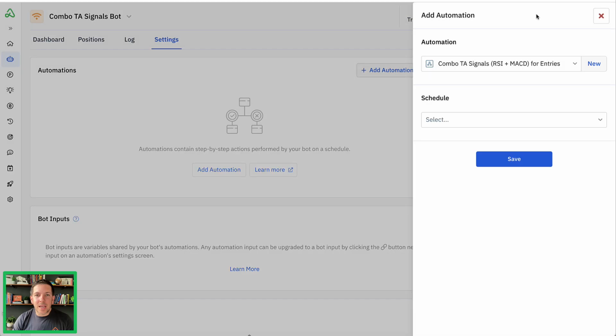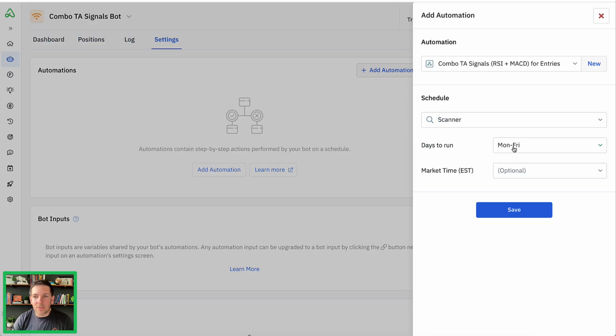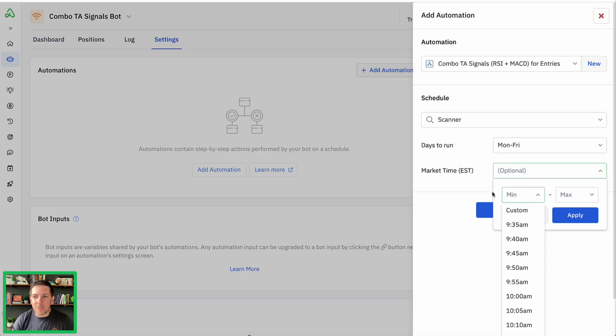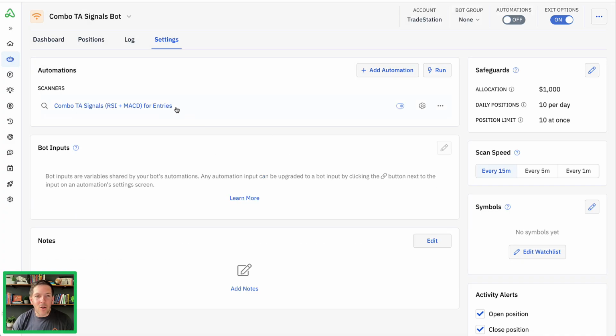Now, once I hit save, this automation is now in here and I have to tell it how often it's going to run. I'm going to run this as a scanner Monday through Friday, all market times. If you wanted to designate certain market times, you could do that here if you wanted to. And then we simply hit save. And now that automation is in place. So what it's going to do is once the automation starts running, it pulls in those lists of symbols, goes through them, checks all the technical indicators, and finds those opportunities to enter or exit positions for you.